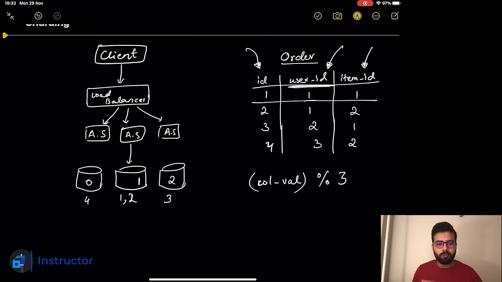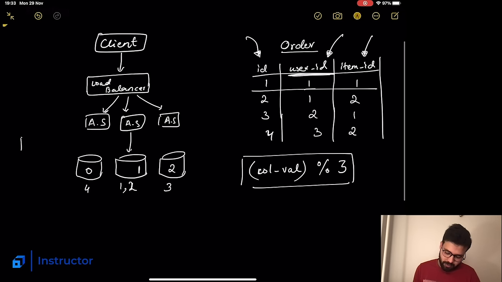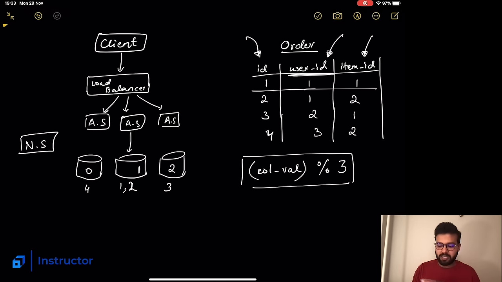This can also be done in a slightly different manner, wherein we don't have an algorithm to determine where each row is going. But what we do is we create a namespace. We create one more table. We create one extra server here. This is called a namespace server. What this does is it creates a mapping of every primary key. So for example, order ID 1 is stored in server ID 0. Order ID 2 is stored in server 1, and something like that.